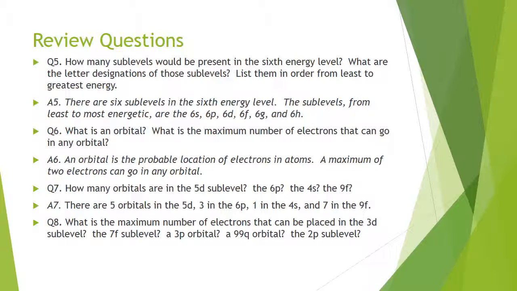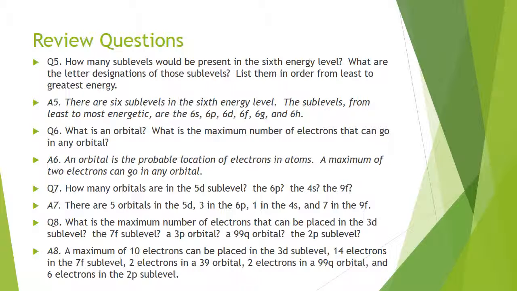Question 8. What is the maximum number of electrons that can be placed in the 3d sublevel? The 7f sublevel, the 3p orbital, a 99q orbital, or the 3p sublevel. So the 3d sublevel, there'd be a maximum of 10 electrons because you have 5 orbitals in any d sublevel, so 10 electrons maximum. 14 electrons could go in the 7f sublevel. Remember, 7 orbitals per f sublevel.